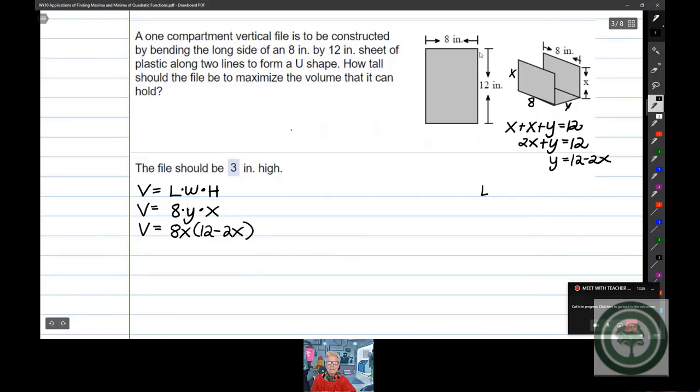So that means, since we're folding along the long side, we're folding it up. X plus X plus Y are going to equal 12. So 2X plus Y equals 12. That's how long this is. And solving for Y, because we need to get Y in terms of X, if I subtract 2X from both sides, what I'll get is Y equals 12 minus 2X. And I don't know what that L is doing over there. Let me try to erase it. Very good.